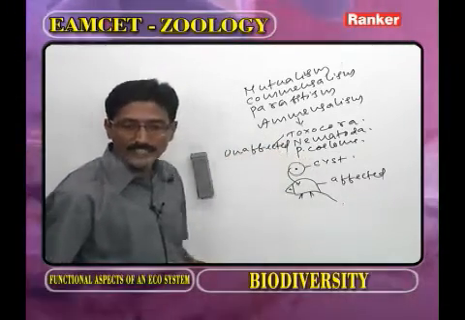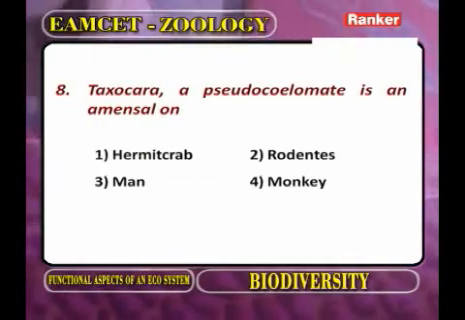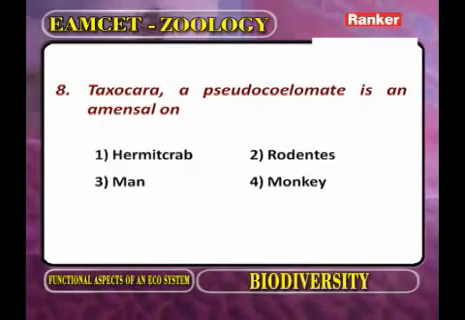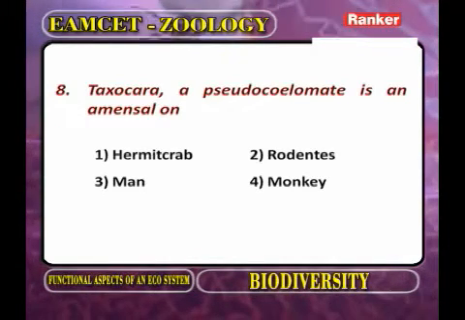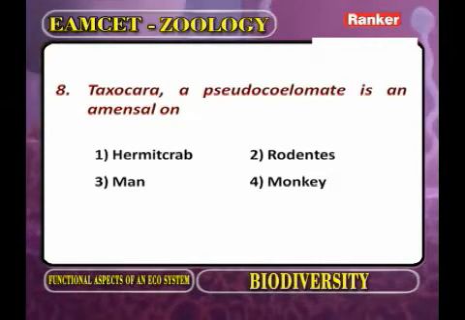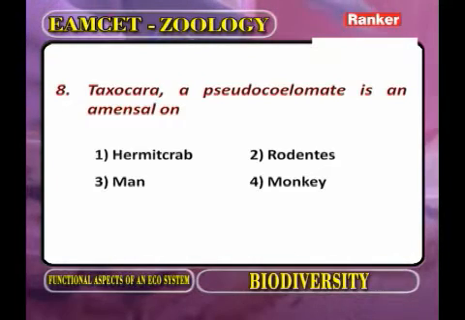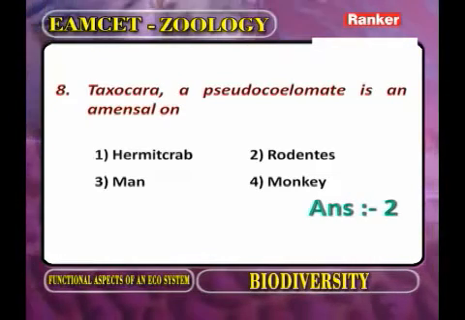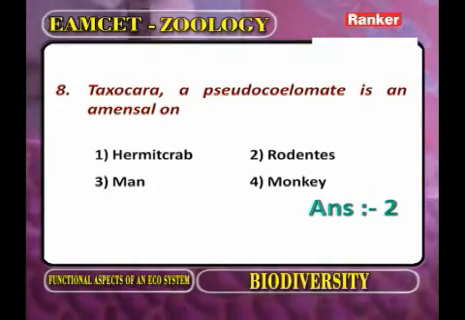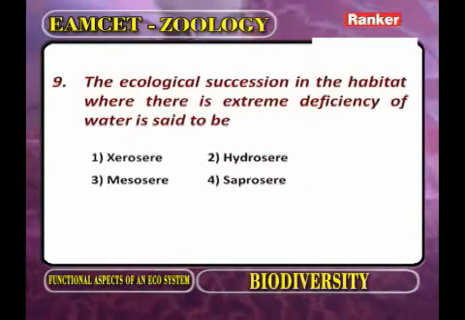Now based on this information, Toxocara, a nematode or pseudocoelomate, is a commensal on hermit crab, rodents. What is the example for rodentia or rodents? That is the rat. Third one man and the fourth one monkey. Based on this information, the answer is the rodents, the rat, or the rodentia. Now we go for the next question.